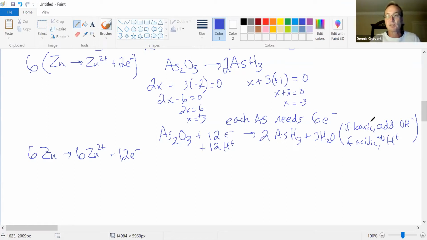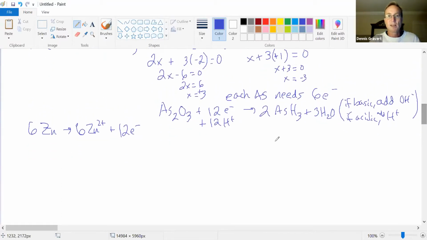And so what I like to do is just list all the products together. So starting with, give me some more space, please. There we go. Okay, so starting with the zinc, the products over here are 6 zincs, and we might as well get the physical states in here now. That's zinc metal. And then that's all the reagents for this half reaction. For this half reaction, we have the arsenic oxide, and the electrons are going to cancel out, so I'll just leave them out. And then we have the hydrogen still.